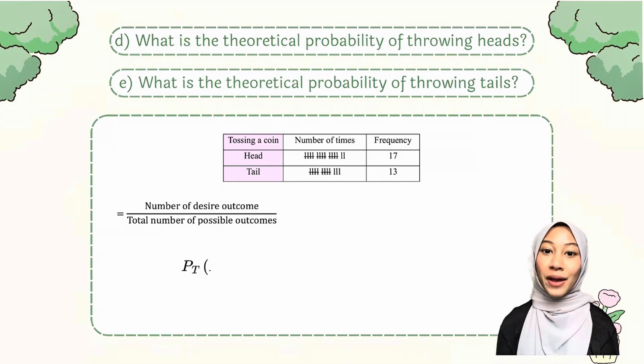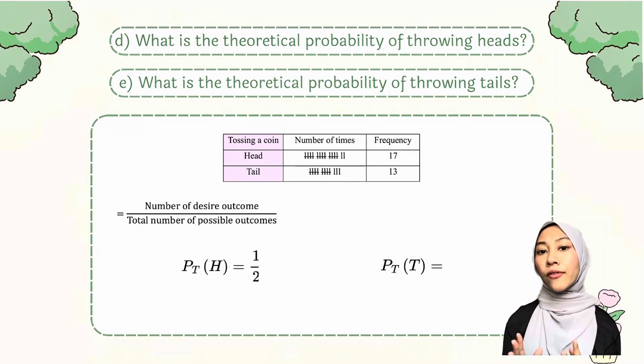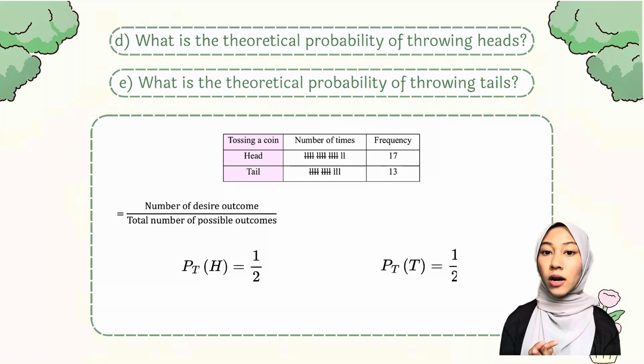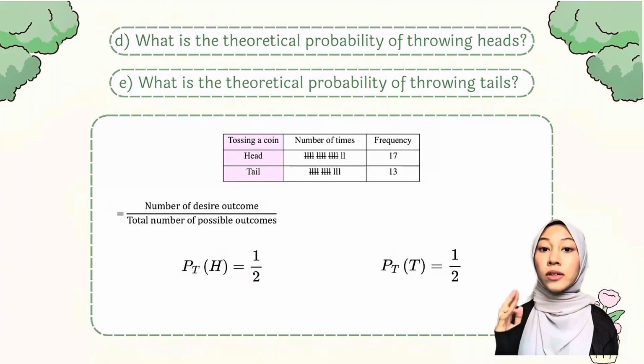Next, we can compare our result with the theoretical probability. Since a coin has only 2 possible outcomes, the theoretical probability of getting head and tail is 1 over 2.